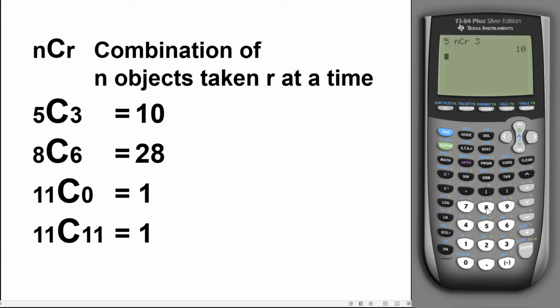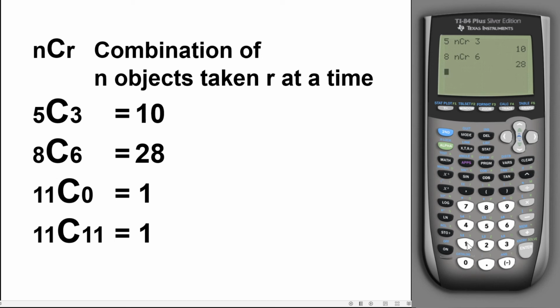Again, 8C6 would be 8, Math, over to Probability, down to nCr, hit Enter, put in the 6, hit Enter. 8C6 is 28, a very different value than 8P6's value of 20,160.